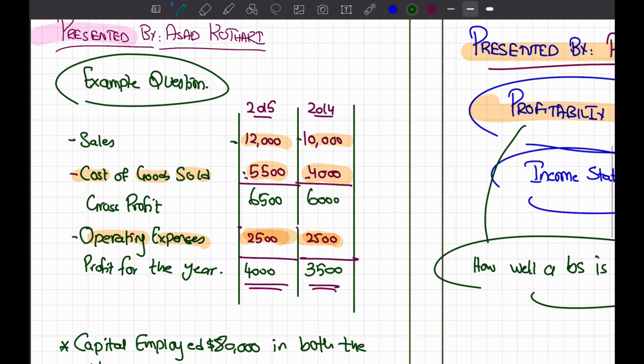Overall, if I talk about the performance, the sales actually increased, the cost of goods sold also increased, and overall the profitability position has actually improved. The gross profit has increased, the profit for the year has also increased, so like we're not on the bad track, I think. But what about if we calculate the profitability ratios?